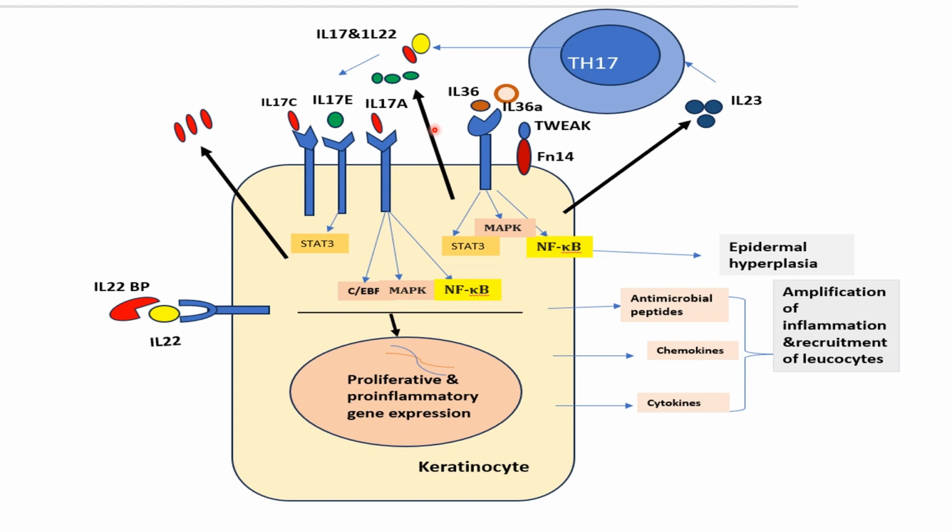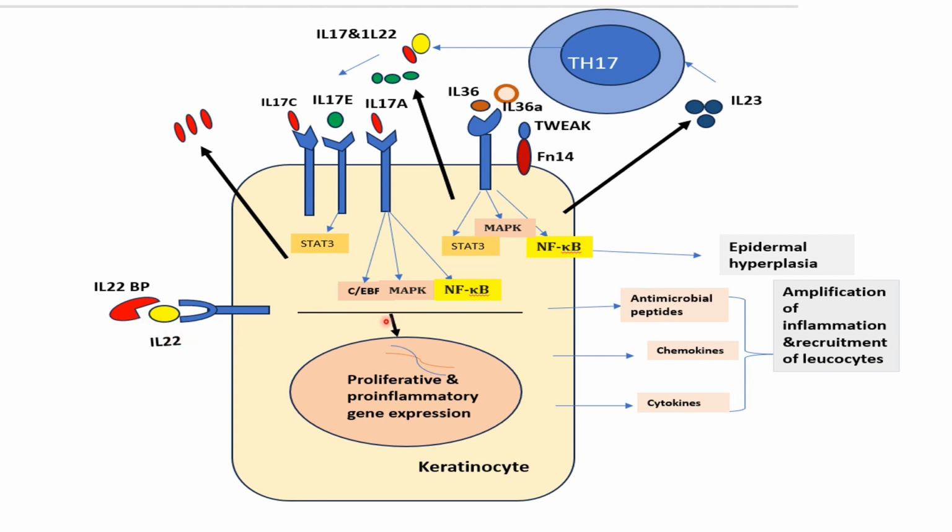We have here interleukin 36 with its receptor, and we have here what's called tumor necrosis factor like weak inducer of apoptosis and its receptor. And we have also interleukin 22 and its receptors, and the binding protein, interleukin 22 binding protein, that prevents attachment of interleukin 22 to its receptors.